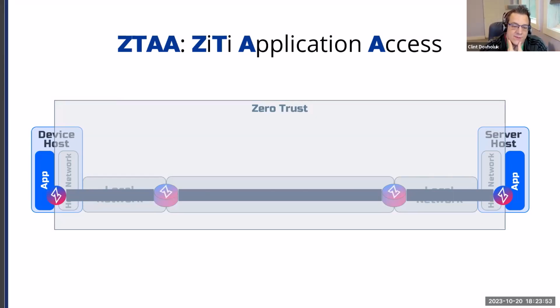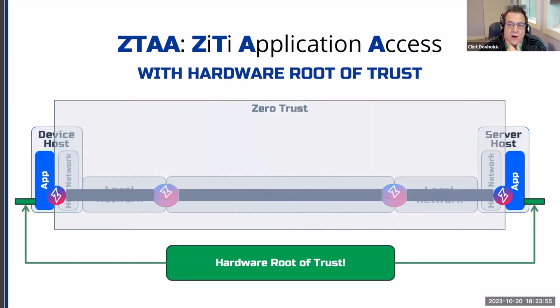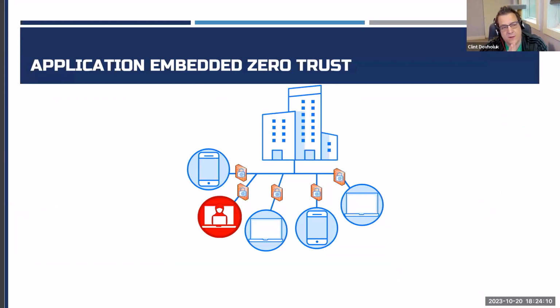And you can even go one step further with OpenZiti. You can use a hardware root of trust, which is really cool, because then you don't even have to trust that the file is safe on your operating system. Always there's some root of trust somewhere. Here it would be a little green dongle that you plug into your computer. All right, so all that's what application embedded zero trust is all about.